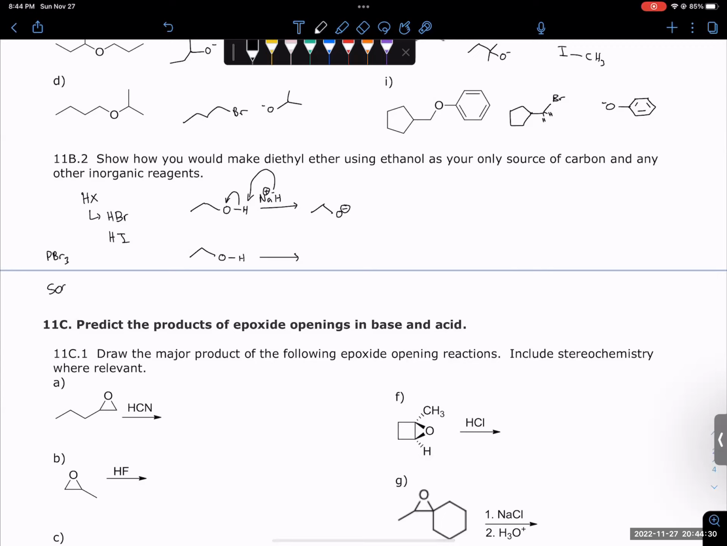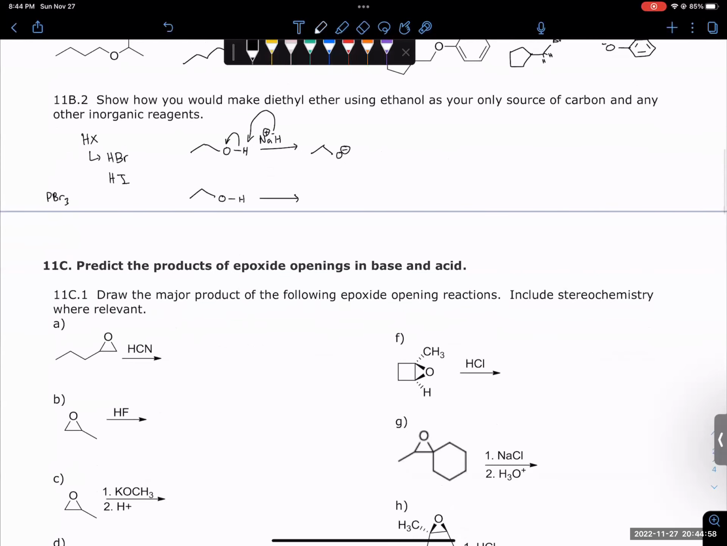I wouldn't want to use SOCl2 just because chlorine, again, is not as good of a leaving group as bromine or iodine. So we wouldn't want to put a chlorine here because our most efficient reaction would want a better leaving group. So something like bromine or iodide. So let's go ahead and use PBr3. That's interesting. We'll show the mechanism for it. Okay.